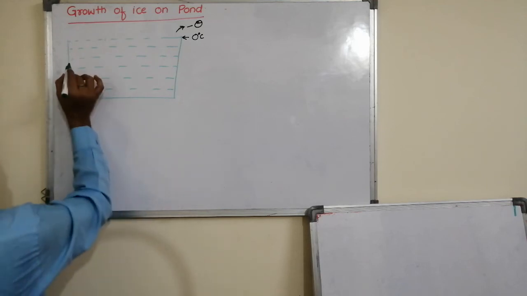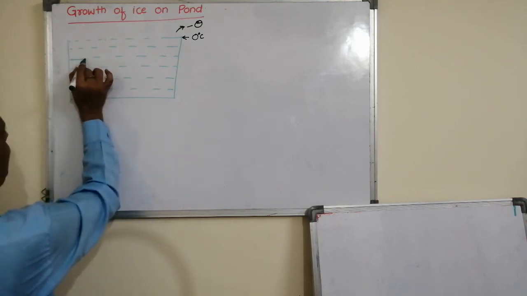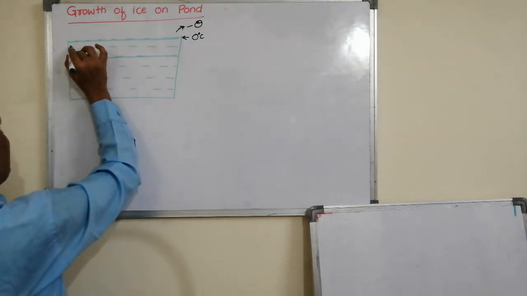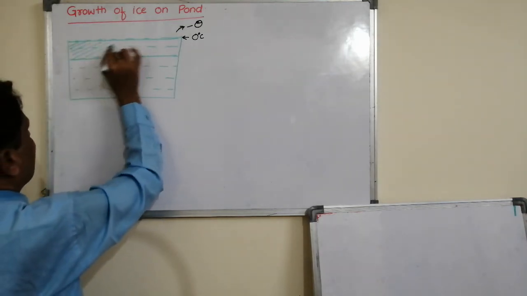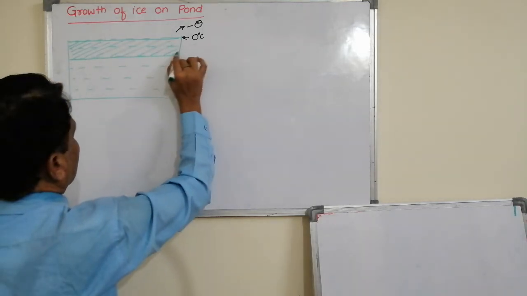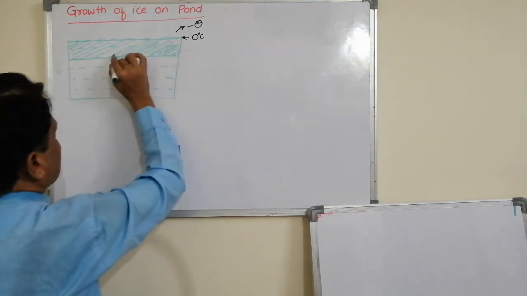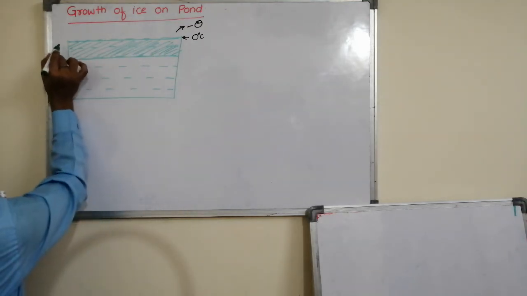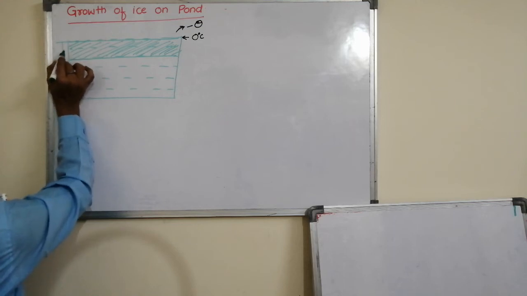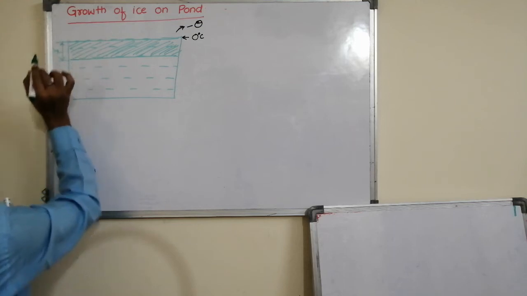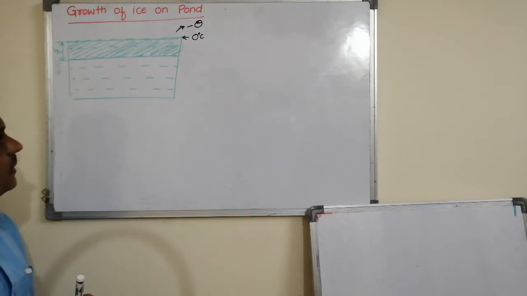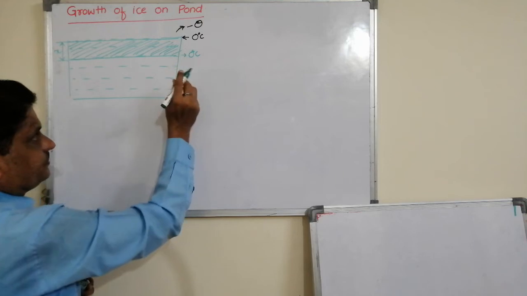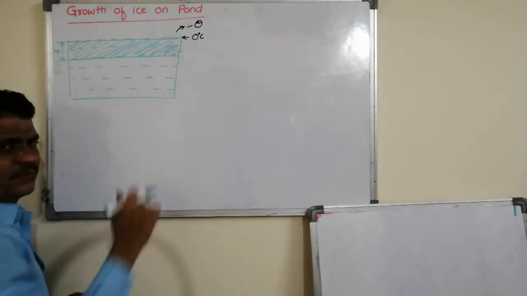Assume some amount of ice has already formed. Already this much ice is formed. Say a thickness x of ice is formed. You know that the lower surface of the ice is also at 0 degrees.